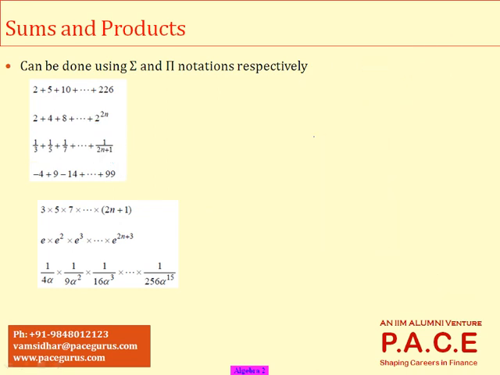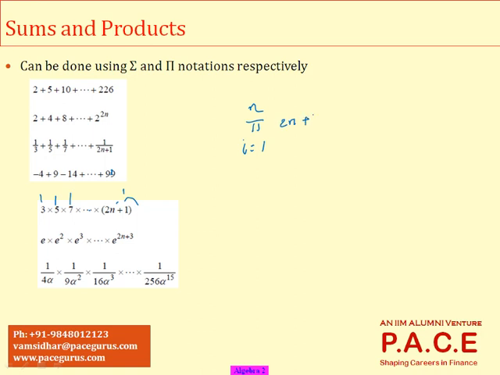3 into 5 into 7 up to 2n plus 1. Now you see, when I put n equal to 1, 2 plus 1, 3. That's the first term. n equal to 2, 5. n equal to 3 is 7. So n equal to n, it becomes 2n plus 1. So because there is a multiplication, I put pi i equal to 1 to n, 2i plus 1.